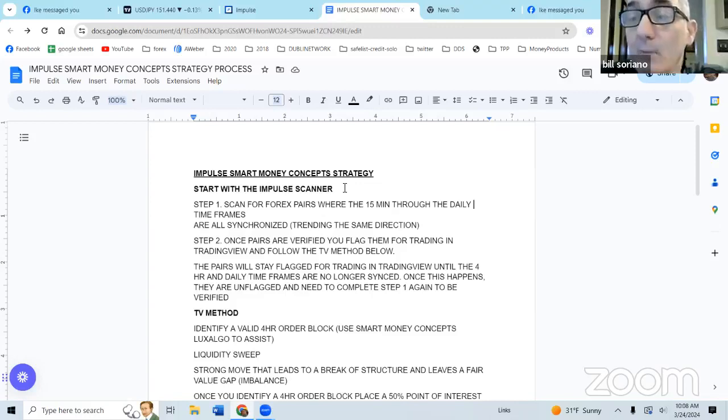The one thing is, though, if you have a free TradingView account, you're not going to be able to set more than one alert. So you have to have a paid account in TradingView to be able to set multiple alerts.